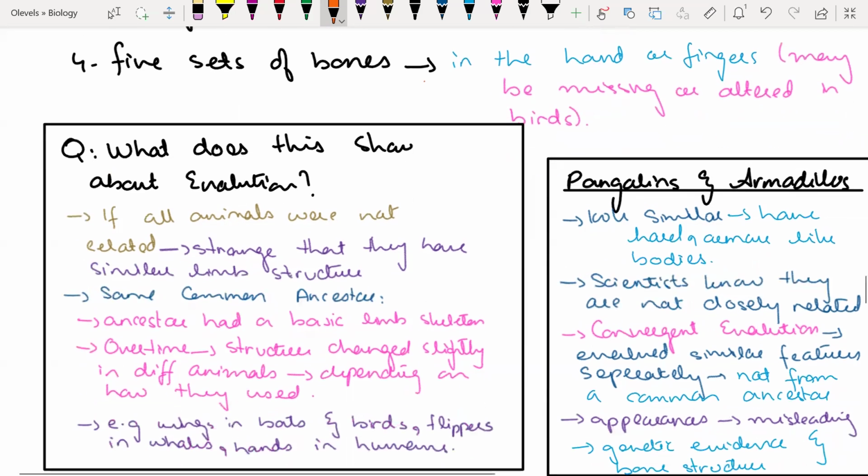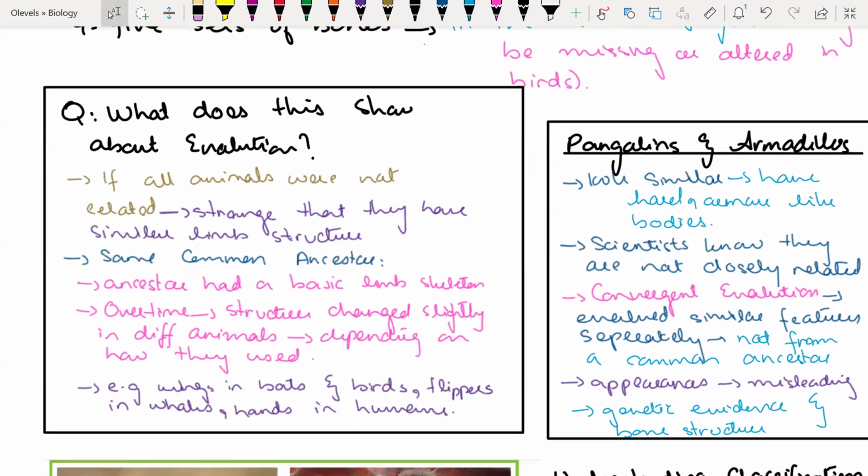That's not a strong evidence. They do have some common ancestor, and that ancestor would have had a basic limb skeleton. Over time, the structures change slightly in different animals depending upon how they are used, right? For example, bats and birds have wings, flippers are in whales, hands in humans. So all do have a similar bone structure, but they are using them for different purposes. This depicts that they must have some common ancestor, right?